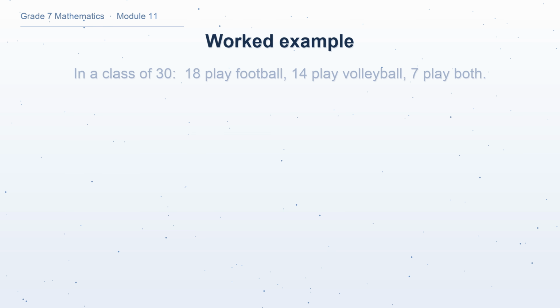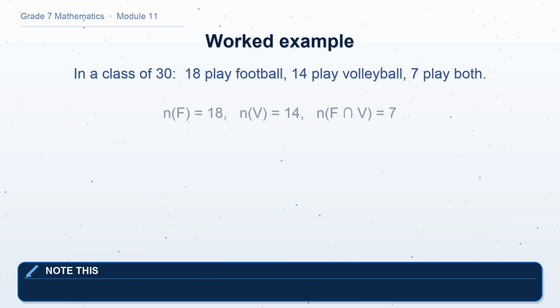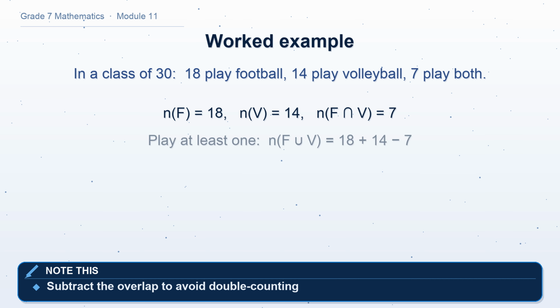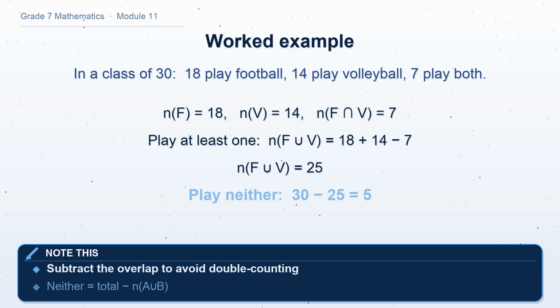Let's put the formula to work. In a class of 30 learners, 18 play football, 14 play volleyball, and 7 play both sports. The number who play at least one sport is the number in the union. That is 18 plus 14 minus 7, which is 25. Since the class has 30 learners, the number who play neither sport is 30 minus 25, which is 5. The overlap and the formula handle the whole class cleanly.